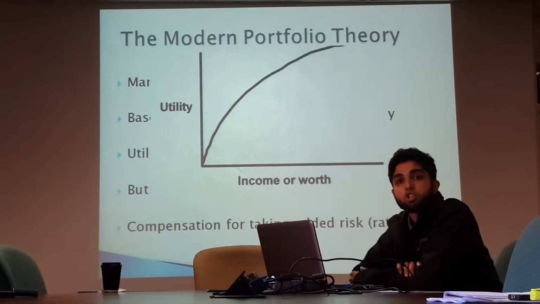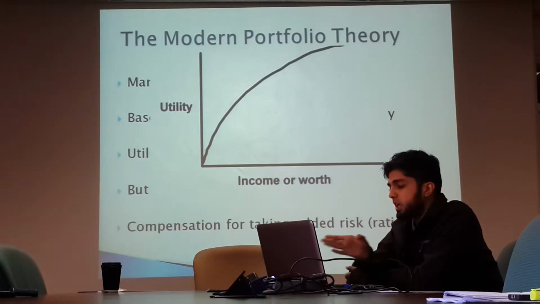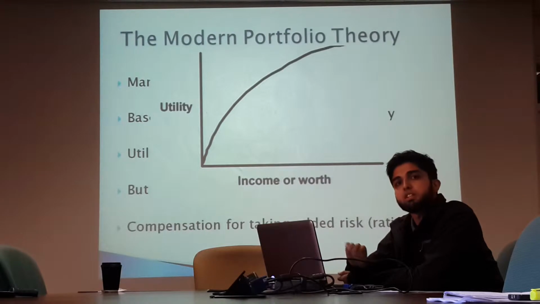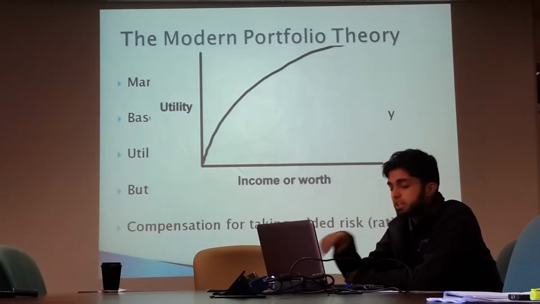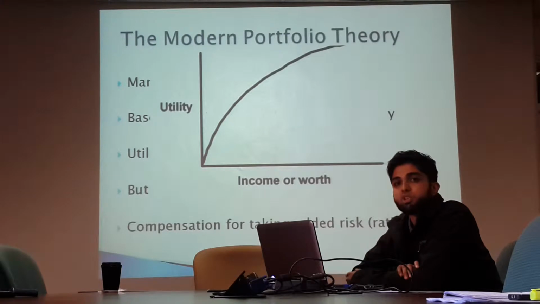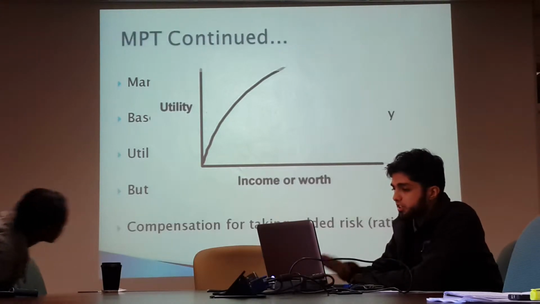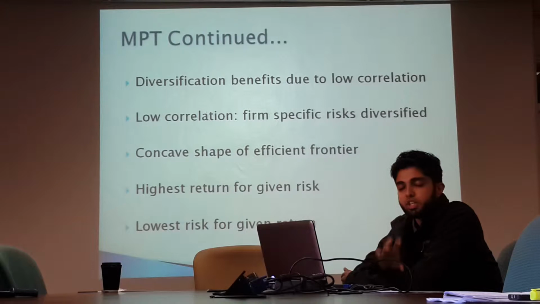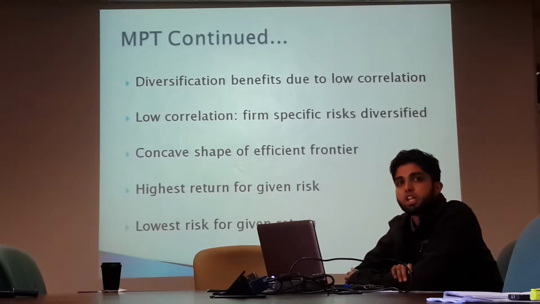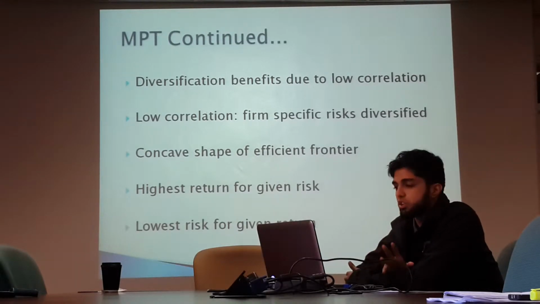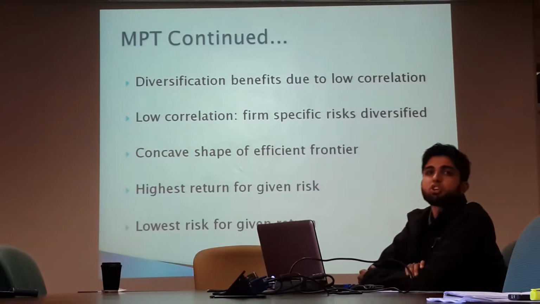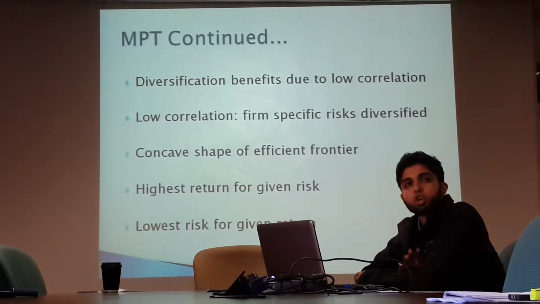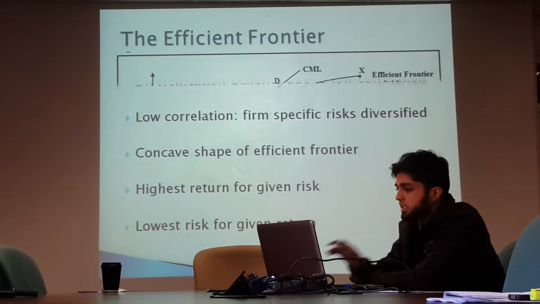The curve has a concave shape, so as income or wealth increases, utility continues to increase, but it starts to flatten out. And this suggests that investors are risk averse and therefore require higher compensation for taking on higher risk. The MPT also brings to light the concept of diversification, whereby investing in two assets that have a low correlation will help reduce risk while maintaining your returns. And this can be achieved by diversifying away firm-specific risk. The concept of diversification also appears in the concave shape of the efficient frontier, which we can look at now.